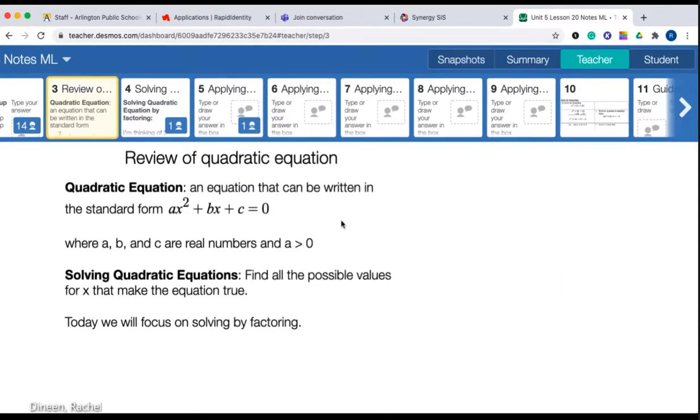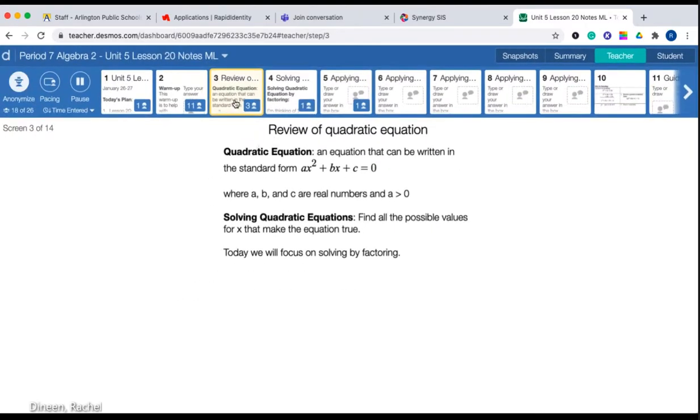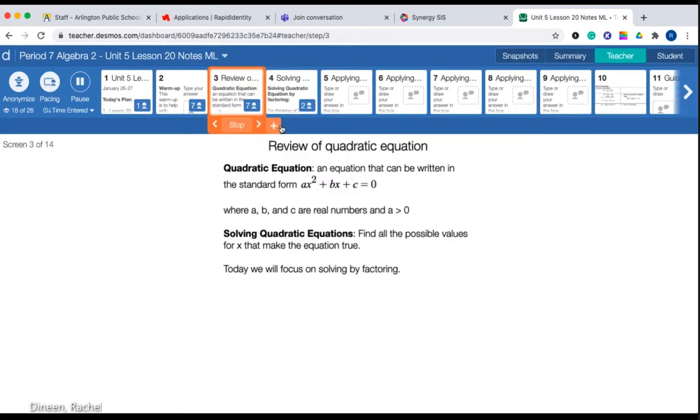All right, so we are going to review what quadratic equations are. We are on slide 3. Here I'll go ahead and pace you all to slide 3 to move you along, and then I'll stop restricting. A quadratic equation is an equation that can be written in standard form ax squared plus bx plus c equals 0, where a, b, and c are real numbers, meaning there's no imaginary number, and a is greater than 0, so a is not negative.